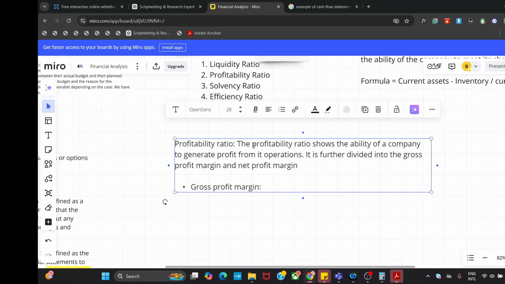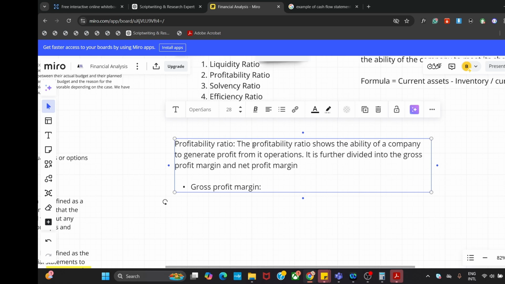What is gross profit margin? One thing you need to understand is that earlier in this video I mentioned the two types of profits that we have, the gross profit and the net profit. I mentioned that the gross profit is the profit of a business before expenses have been deducted, while the net profit of a business is the profit of a business after all expenses have been deducted.